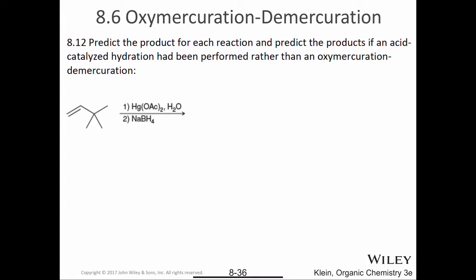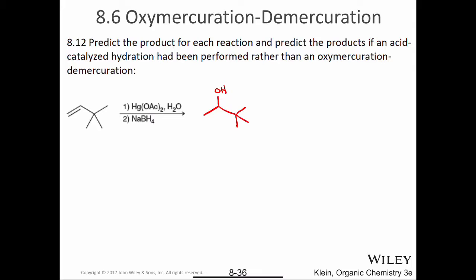Let's take a look at question 8.12, which says predict the product for each reaction and predict the products if an acid catalyzed hydration had been performed rather than oxymercuration demercuration. So the oxymercuration demercuration, the first step is mercuric acetate and water. The second step is sodium borohydride, and that is simply a Markovnikov addition of water across the double bond like that.